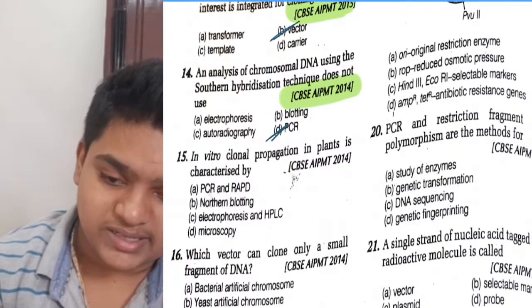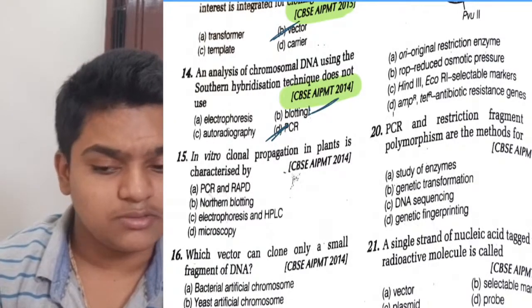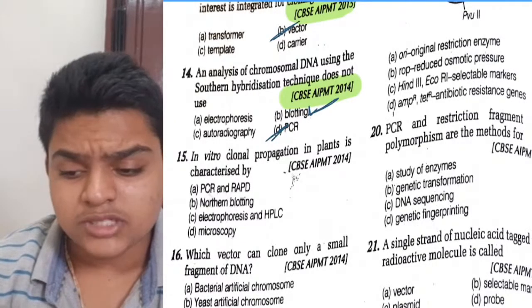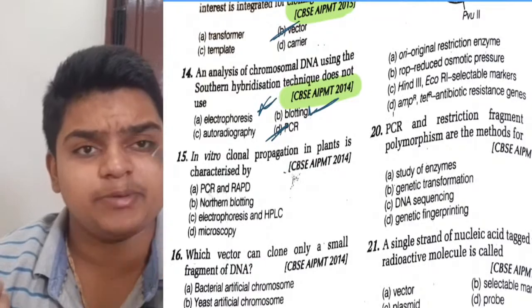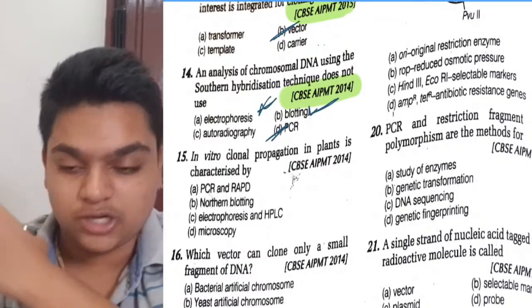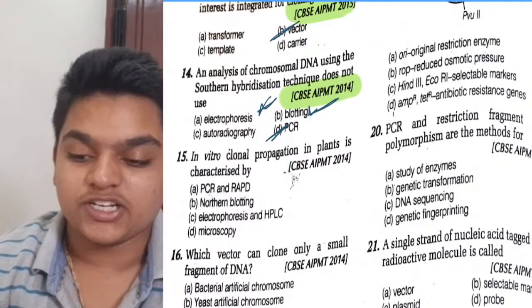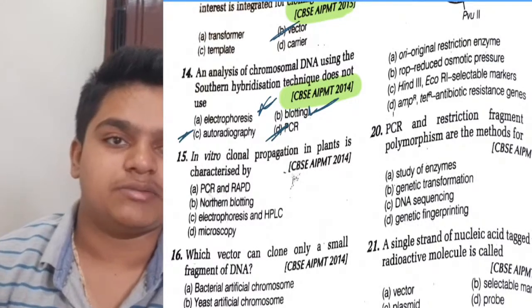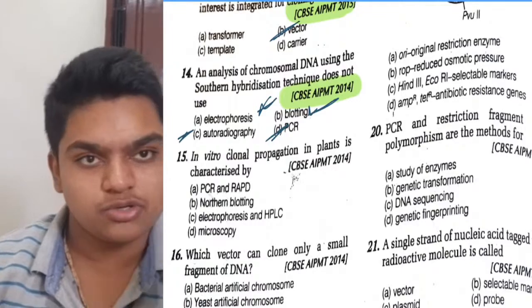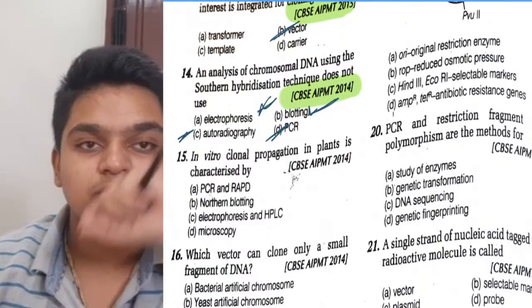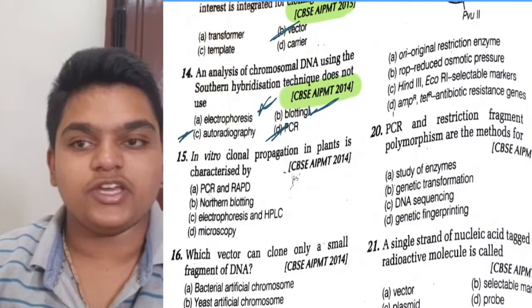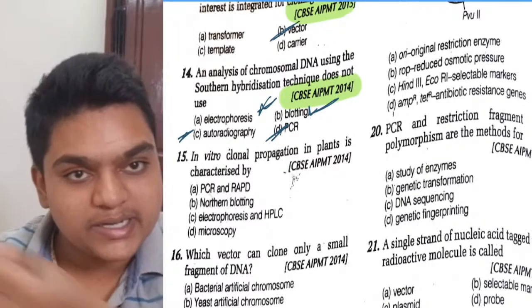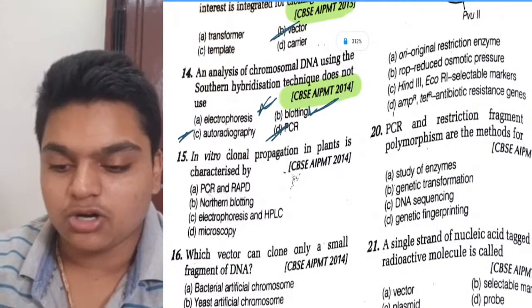Actually, southern hybridization involves southern blotting. Electrophoresis is compulsory in any process in order to separate the DNA. Next one, autoradiography means it is a visualization of DNA. You stain with ethidium bromide, right? When you do autoradiography, you will be able to know which fragment is what. Okay, that is your autoradiography.